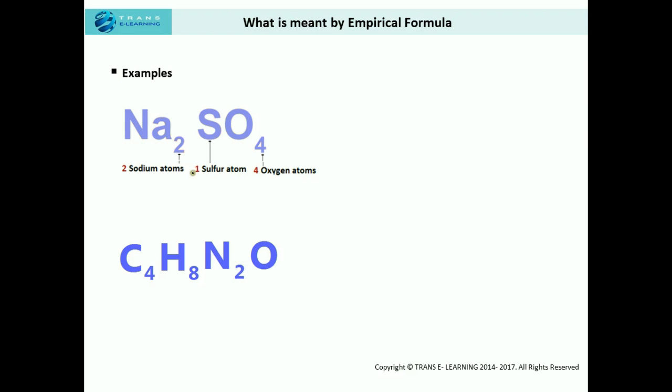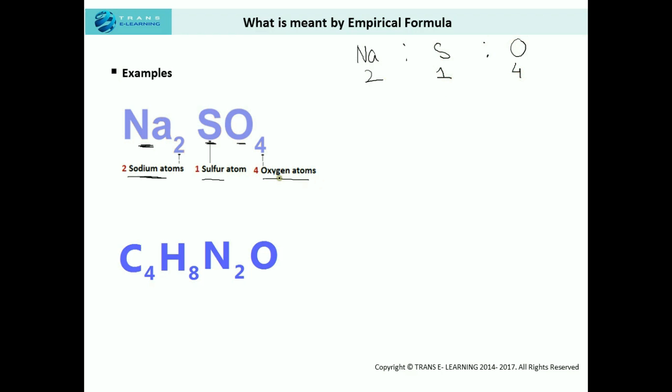First example, sodium sulfate. You can see here, this is sodium and we have 2 atoms of sodium. This is sulfur, then we have 1 atom of sulfur. This is oxygen, we have 4 atoms of oxygen. Now let me write the ratio of these elements. This is sodium, then we have sulfur, and then we have oxygen. So this is 2, this is 1, and this is 4.